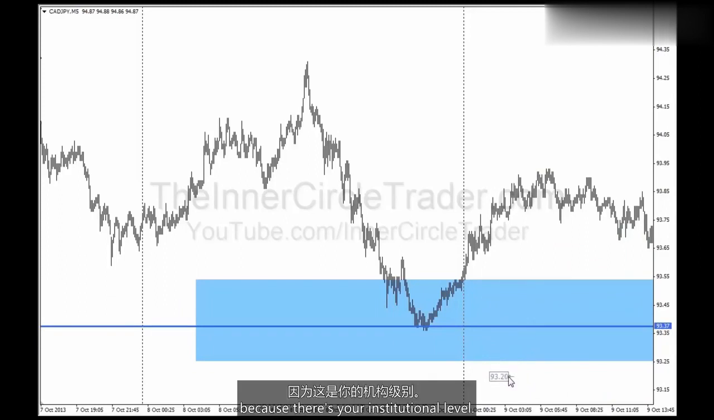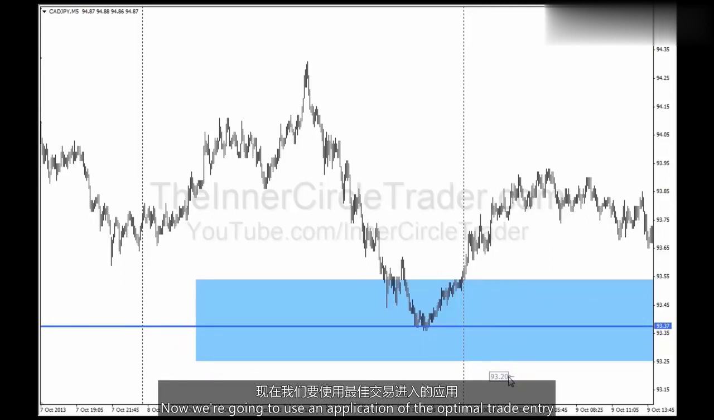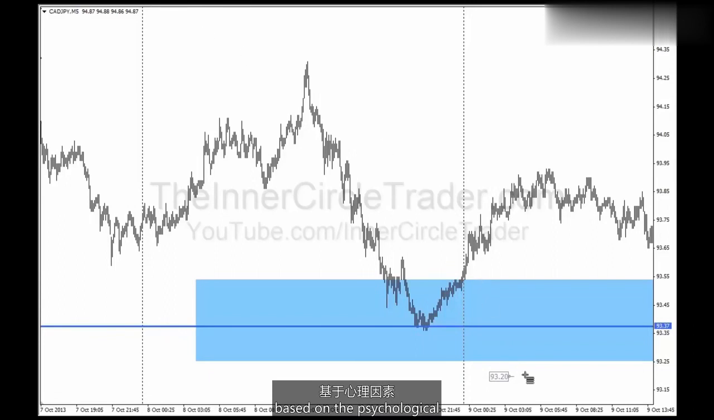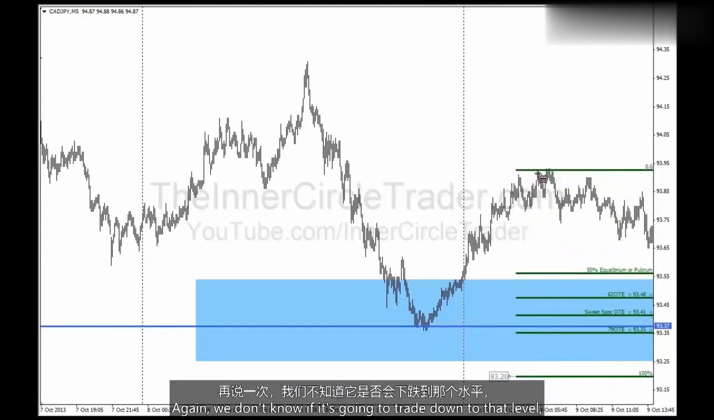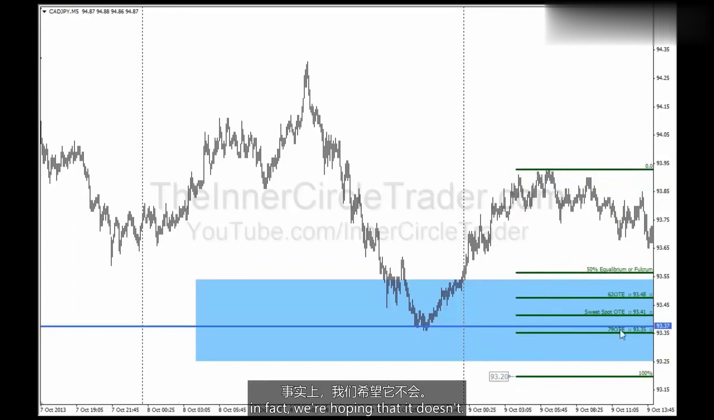Okay, because there's your institutional level. Now we're going to use an application of the optimal trade entry based on the psychological level or institutional level. We like to use the 20 level. Okay, hidden optimal trade entry, again, using the range between that level. Again, we don't know if it's going to trade down to that level. In fact, we're hoping that it doesn't. But we have a range of 79-cent tracer level comes in at 93.36 with a range to 93.48.